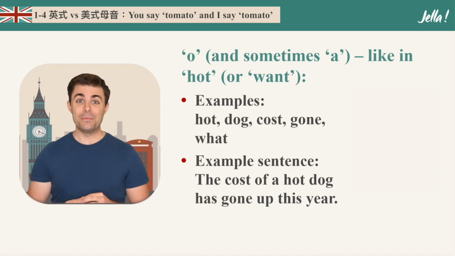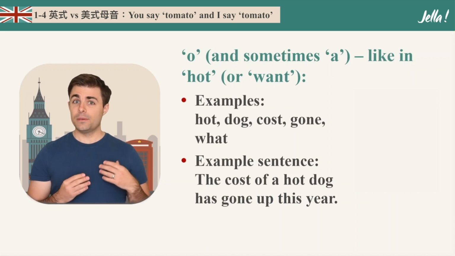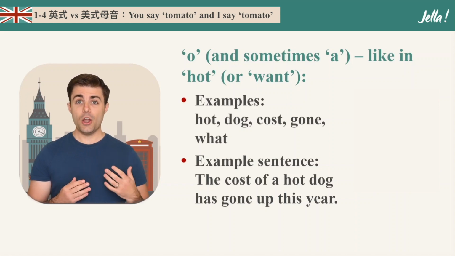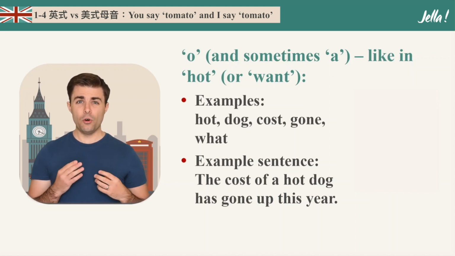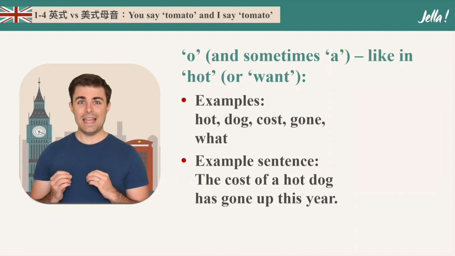And now I'll say them in RP. Hot dog. Cost. Gone. What? Okay, could you hear the difference there? Now, to me, the big difference here is that the O in British English still sounds like an O. It makes an O sound. Whereas in American English, it can almost sound a bit like it's the letter A.